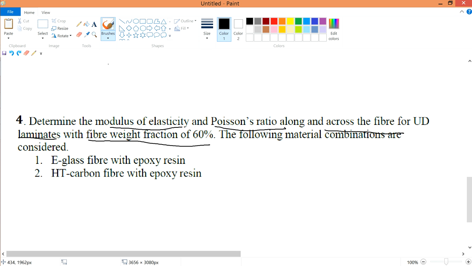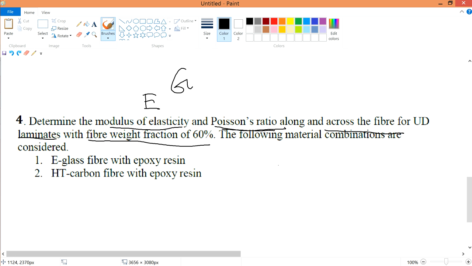Tutorial 2 question 4 asks us to find the modulus of elasticity, which is your Young modulus E. Later on, he also calculates the shear modulus, I don't know why, but I will just keep it as G for now, and later on we'll talk about it. And also the Poisson ratio along and across the fiber for your unidirectional laminate.